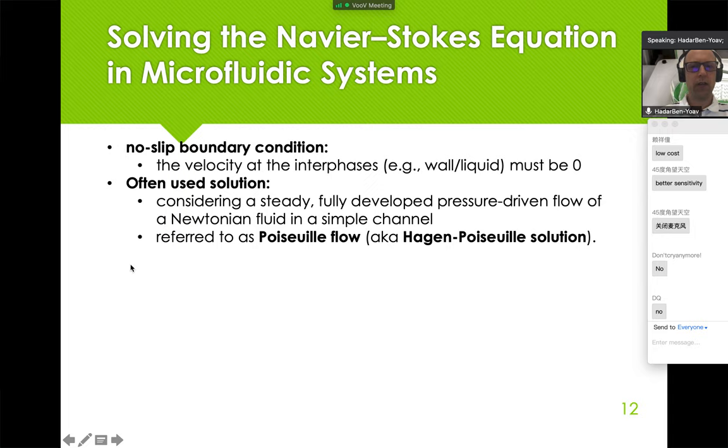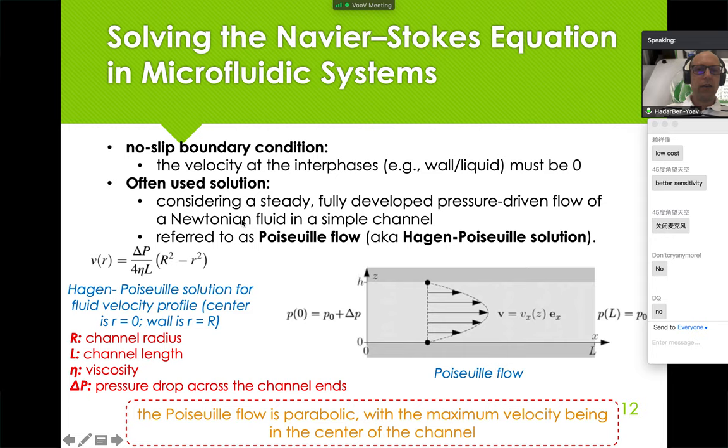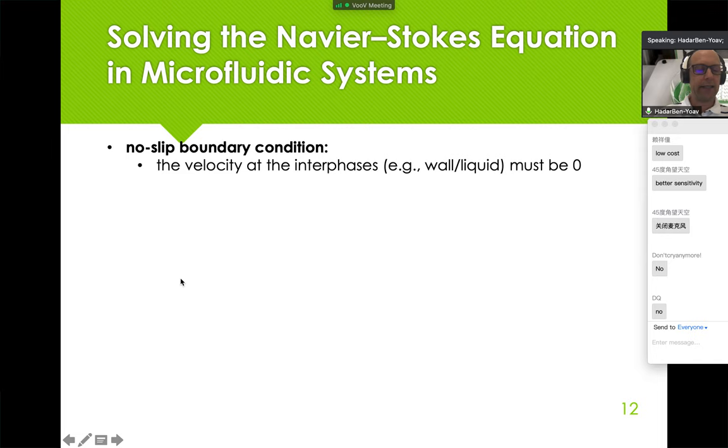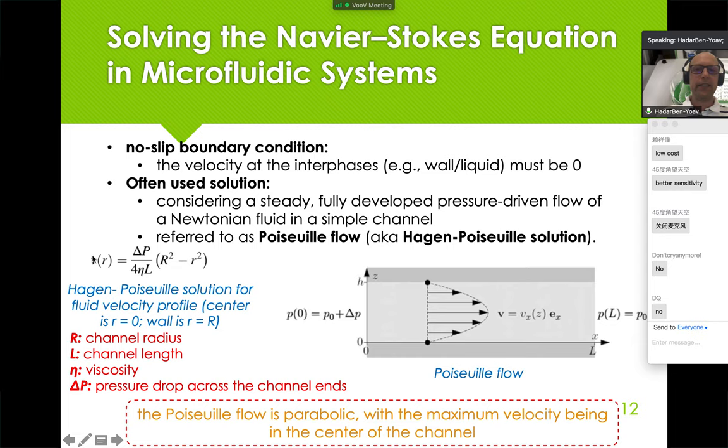Also, we're going to consider a steady and fully developed pressure-driven flow in a Newtonian fluid, also known as Poiseuille flow or the Hagen-Poiseuille solution. This is the solution that we're going to show now, with a no-slip boundary, considering these properties of the flow. Again, this is a very simple, basic solution. After we solve the Navier-Stokes equation with these boundary conditions, we get the velocity of the solution in the radial direction, from the middle, through the channel width. And we see that it's based on the change in the pressure.